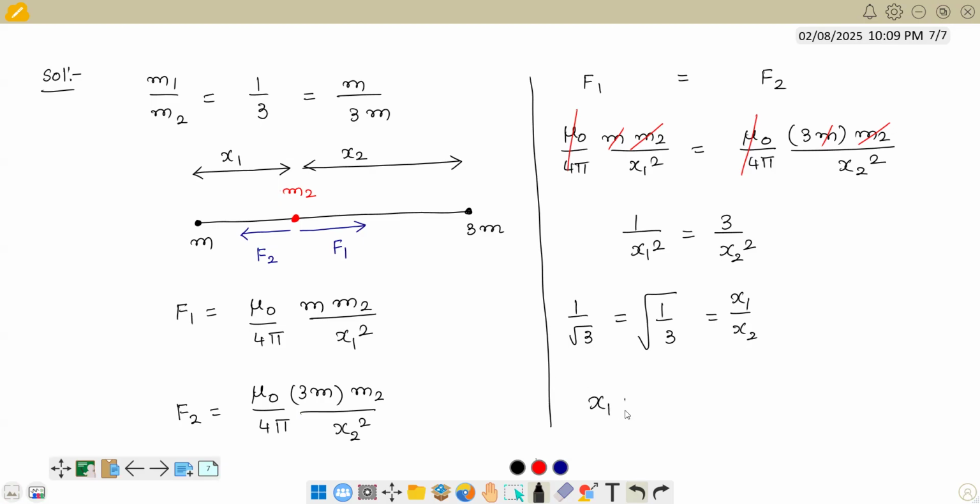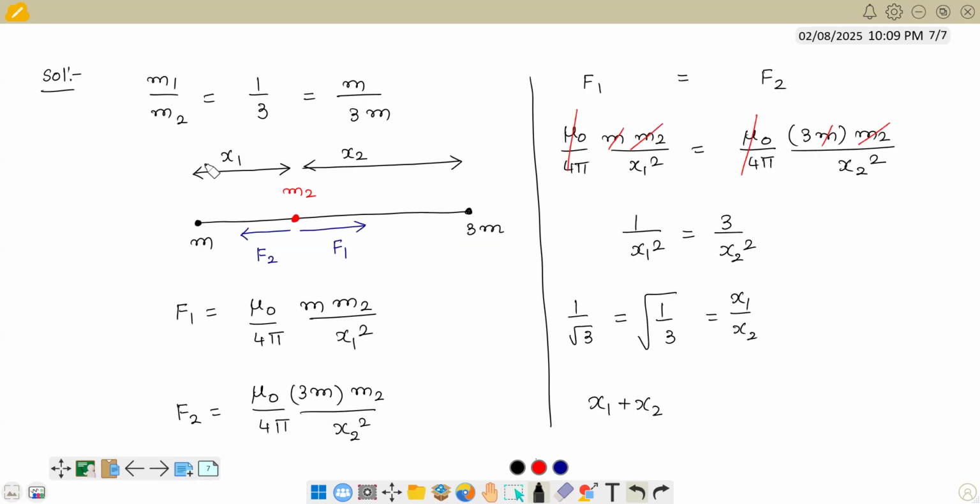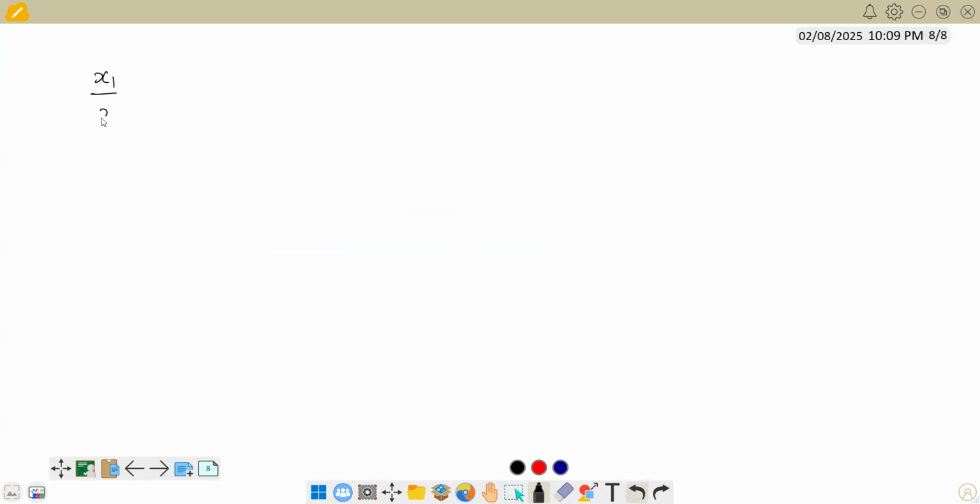And not only that, x1 plus x2, what's the actual distance between them? In the question it is given, they are 1 meter apart. That means if I add x1 and x2, the distance between these two is 1 meter. This is a very important combination. We know x1 by x2 is 1 by root 3. We also know x1 plus x2 is 1. This is called the sum ratio method.